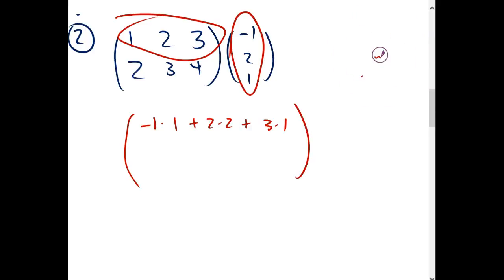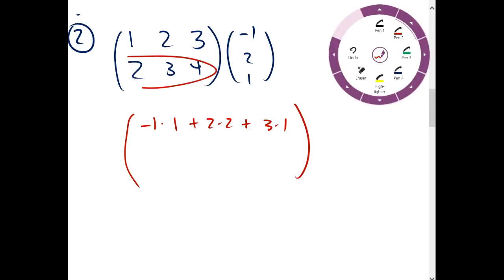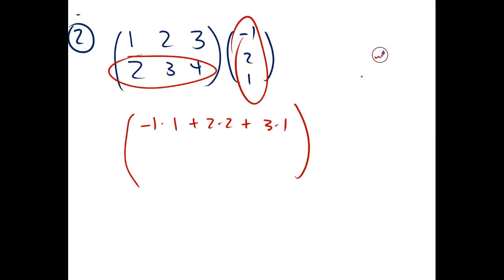the dot product of these two, this row and this column. So that'll be negative 1 times 2, plus 2 times 3, plus 1 times 4.